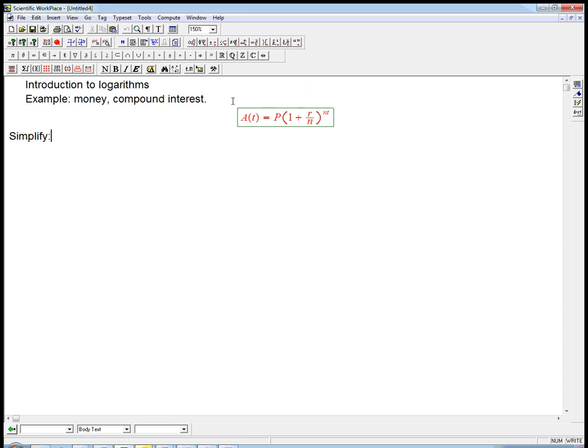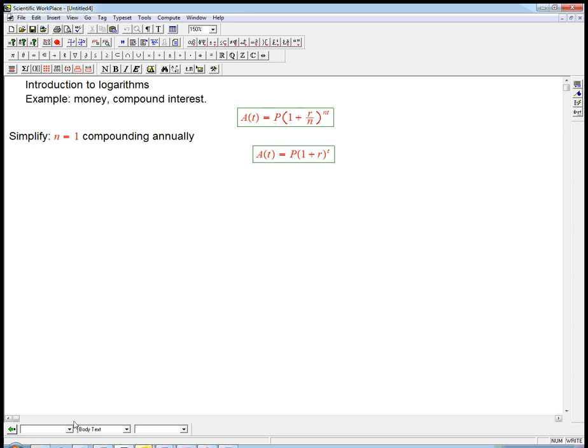Let's go back a second and just say n equals 1. That means we're just compounding annually. And so we're going to have the amount at the end of time t is the initial principal times 1 plus the interest rate to the t. Now there are various questions we can ask here.